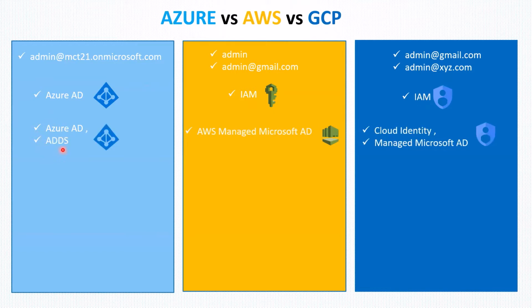What are the offerings given to you by the different vendors or providers? If I talk about Azure, they have two services specifically. One is Azure AD, which comes by default, or I can use ADDS, which has more features than Azure AD. ADDS is nothing but Active Directory Domain Services. It is similar to your on-premises AD. It has all the features.